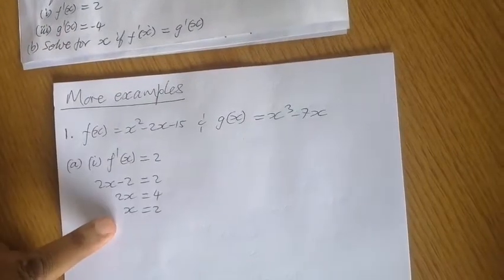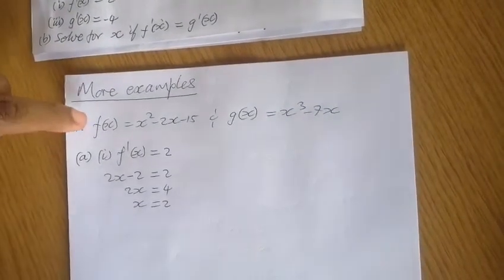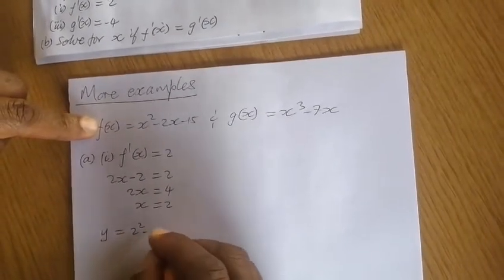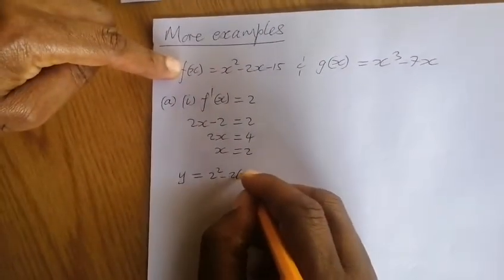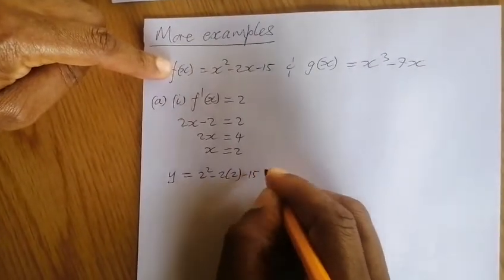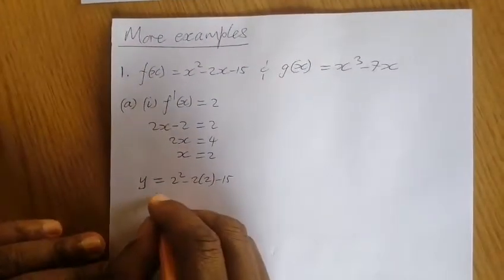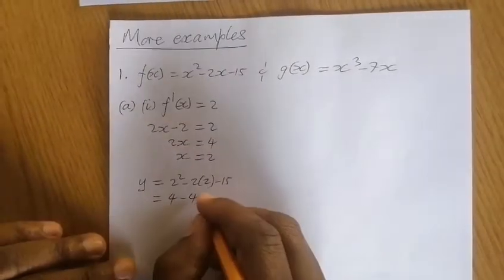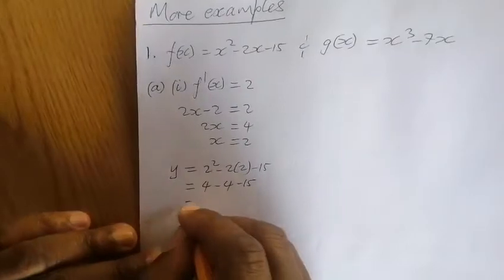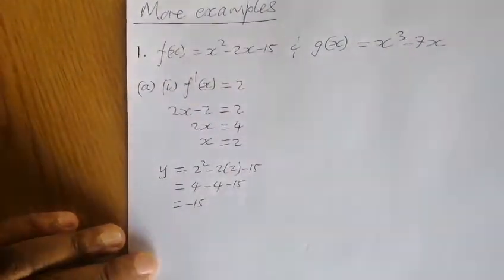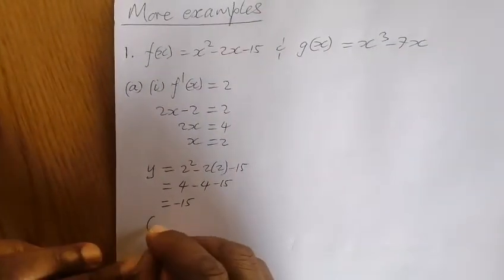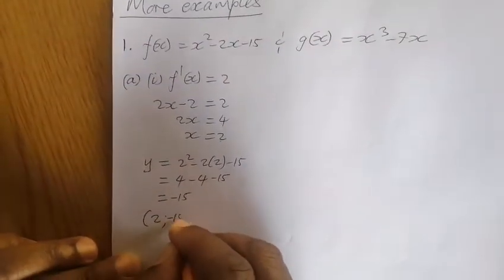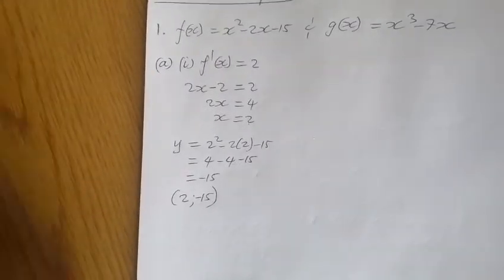Once we have our x, we need our y. We substitute back into f. Our y will be equal to 2 squared minus 2 times 2 minus 15. This will give us 4 minus 4 minus 15, which gives us minus 15. Therefore, our point is 2 for the x value and minus 15 for the y value.